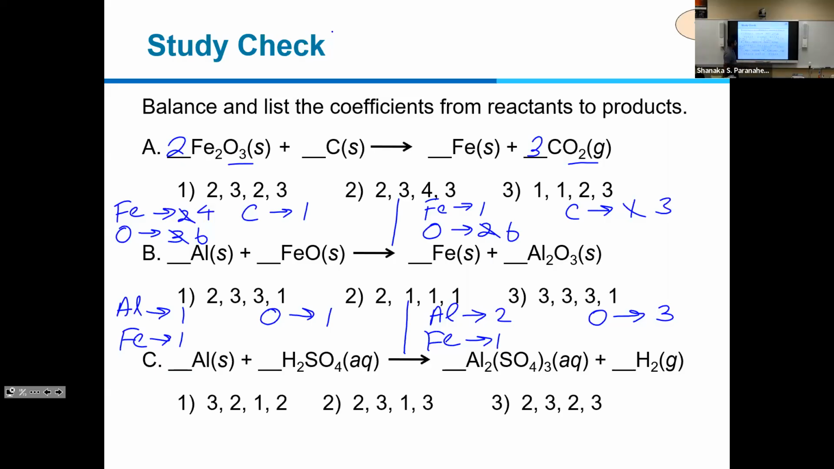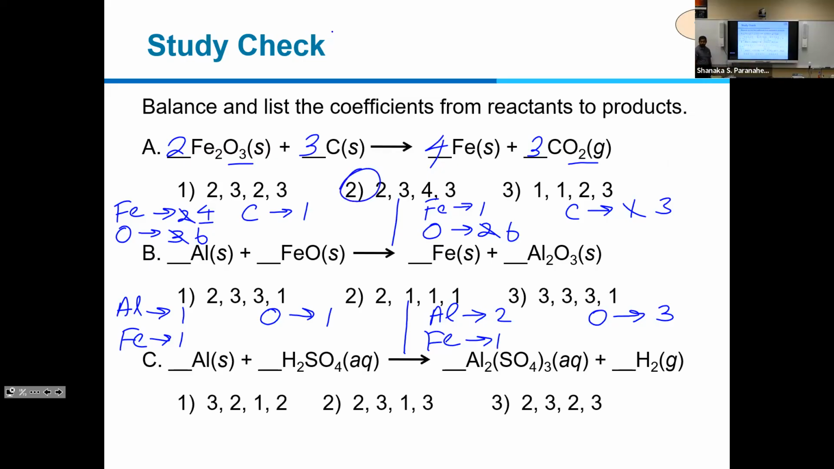So now we can balance iron and carbon because those are individual elements. The new number of carbon is 3 on product side, 1 here. So we need 3 carbon, and iron 4 versus 1. So we need 4 iron. 2, 3, 4, 3, answer is 2.